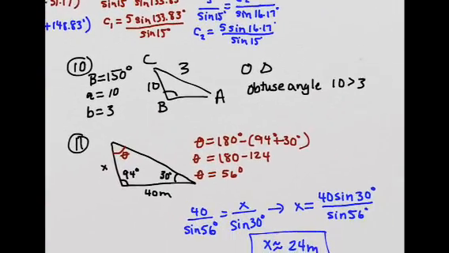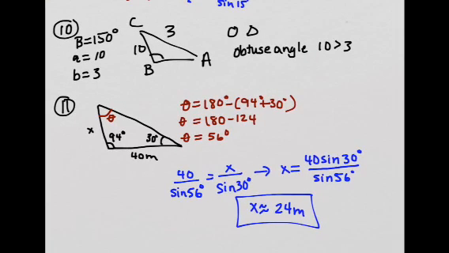Okay, number 10. Move this out a little bit. Number 10 is no triangle. Why? Because this is an obtuse angle and this side is shorter than this side, so it's not going to reach. So it's no triangle. And you're done with that one.